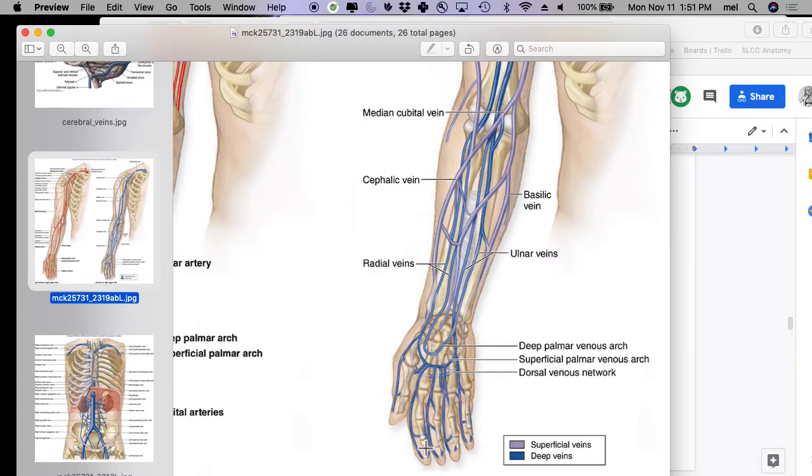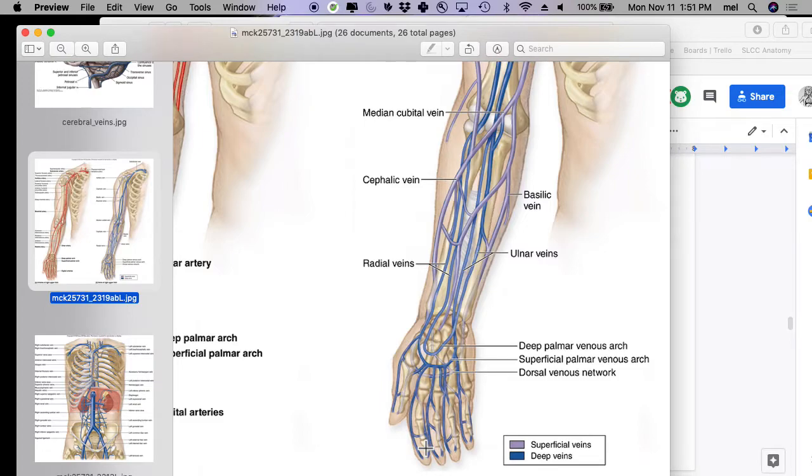And of course, that's a really common place for IVs, right? It's really easy to get at. Mine stick out quite a bit. You can see them going all the way down there. So the deep ones are more anterior and the superficial ones are on the back side, right?